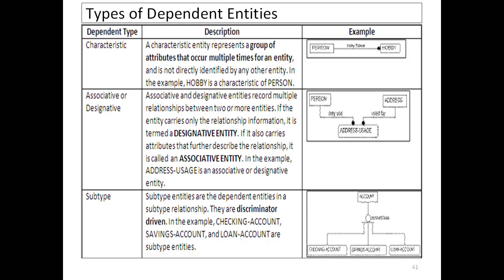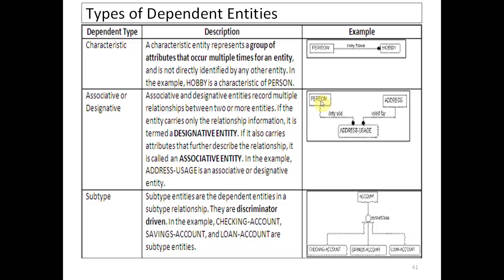Associative or designative dependent entities. This is quite interesting. In designative, we have many to many relationships which are resolved by the bridge table. When the bridge table is used only for resolving the many to many relationship, it is called a designative entity. And if the designative entity carries further information about the relationship, then it is called an associative entity.